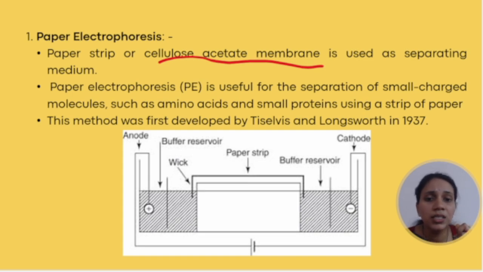Cellulose acetate is a non-absorbing group. The previous one, cellulose, was an absorbing group, whereas cellulose acetate is non-absorbing. So it gives comparatively better results, and moreover it is a bit transparent and compounds can be separated easily. This is also mostly used for clinical studies.